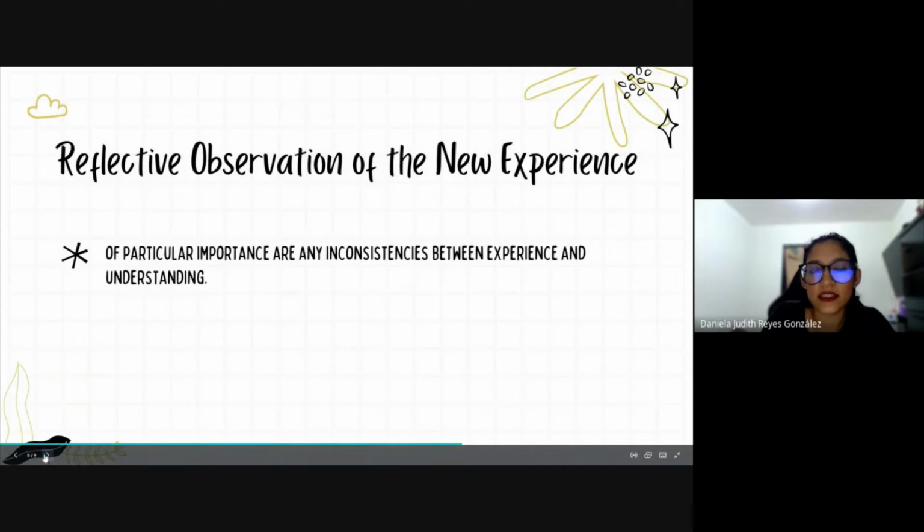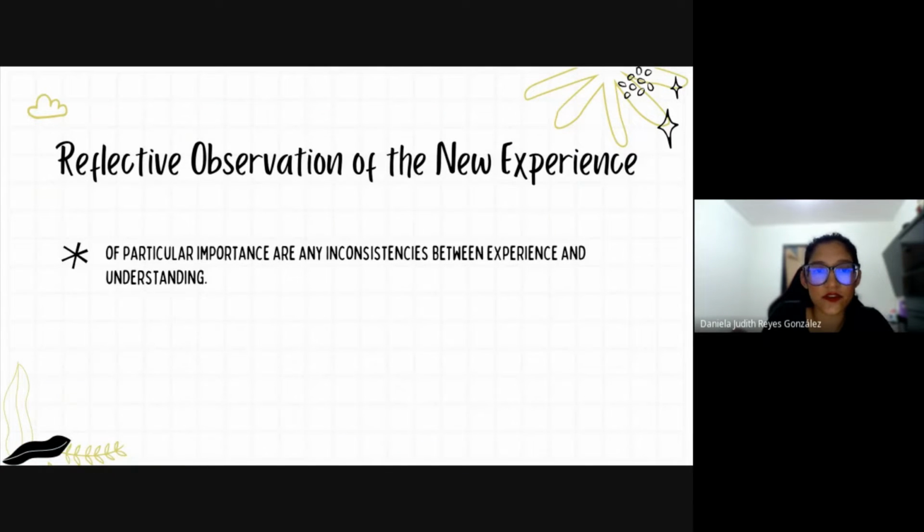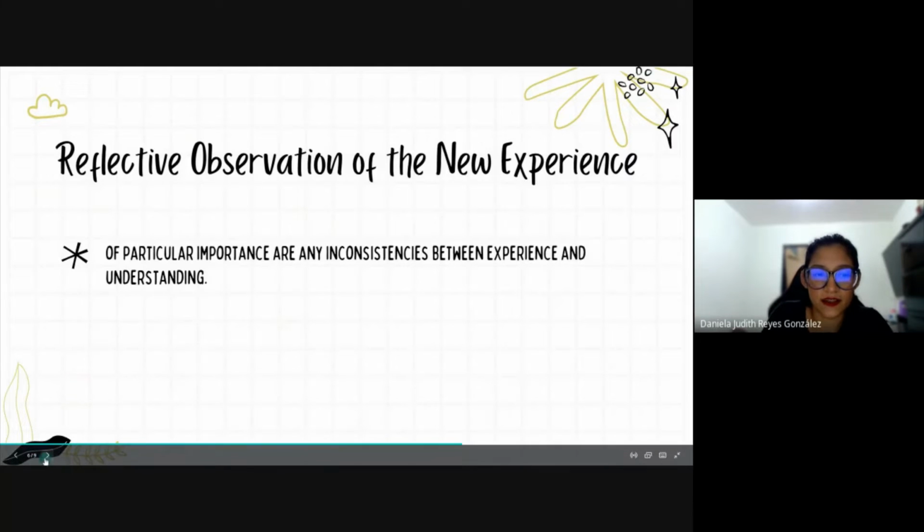The second stage of the cycle is reflective observation of the new experience. In this stage, it's very important that the learner starts to notice the things they could do better, do differently, or the other path they could have taken. So it is very important for the learner to start understanding what they are trying to achieve and how they are going to achieve that.